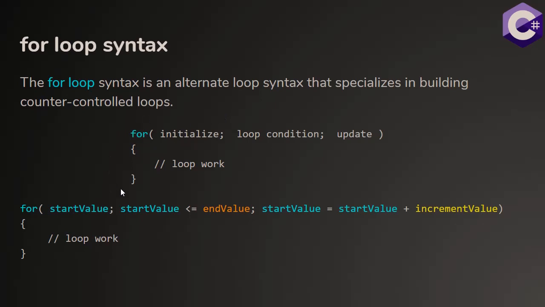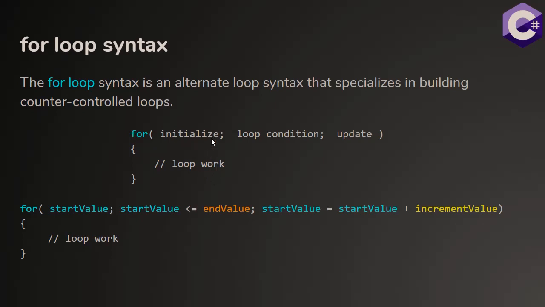So in the for loop syntax, we have the keyword for with a pair of parentheses, and inside the parentheses we have 3 statements. We have the initialize statement, that's step 1. We have the loop condition, that's step 2, and we have the update statement, which is step 4. So we have 3 of the 4 steps for building a good loop baked right into the for loop header. And then all we have to worry about is in the attached code block, we do step 3, the loop work.